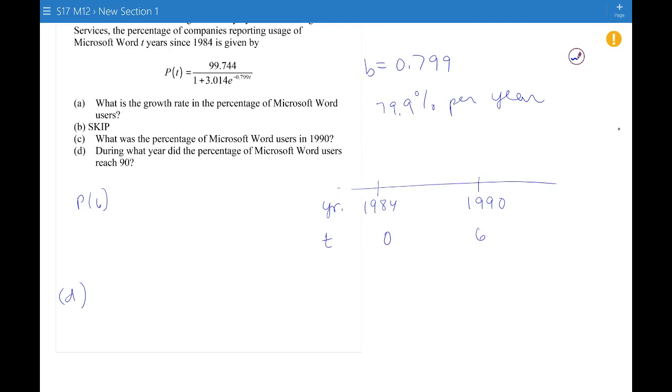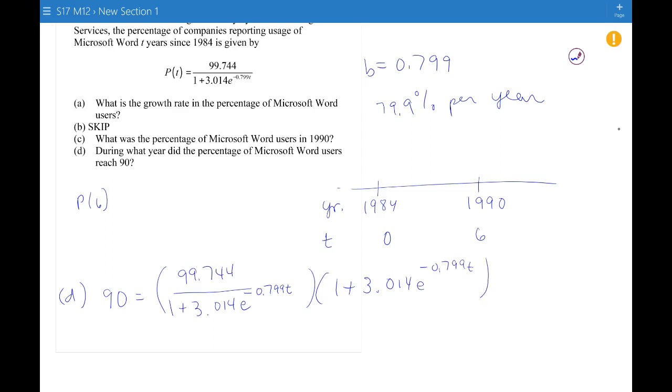It says, during what year did the percentage reach 90? So you're asking, when does this get to 90? And you can see this is going to take some solving work because I want to solve for the t, but it's in the bottom. So I talked about that earlier, that if what you want is in the denominator, you should multiply both sides of your equation by that denominator. So we're going to multiply both sides.